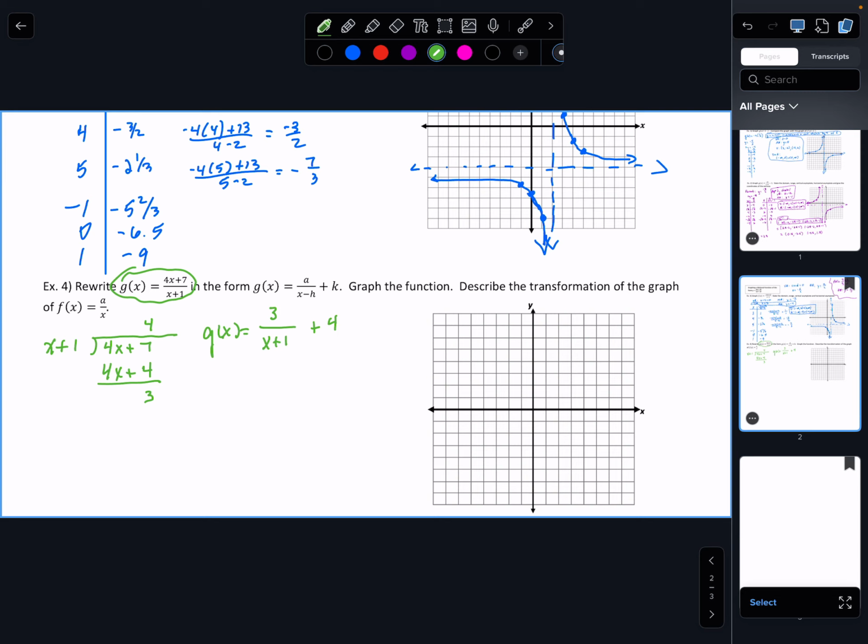And now we're going to apply this like we did example 2 on the front. We are going to apply it as a transformation, and the parent function for this is going to be y equals 3 over x. And for that you're going left 1 and up 4. So that means that my vertical asymptote is going to be x equals -1, and my horizontal asymptote is going to be at y equals 4. So there are my vertical and horizontal asymptotes.